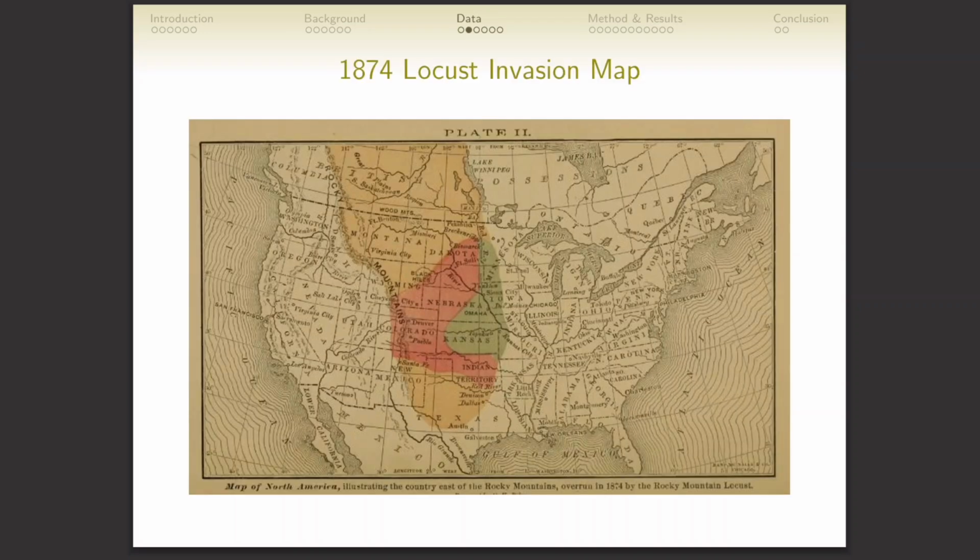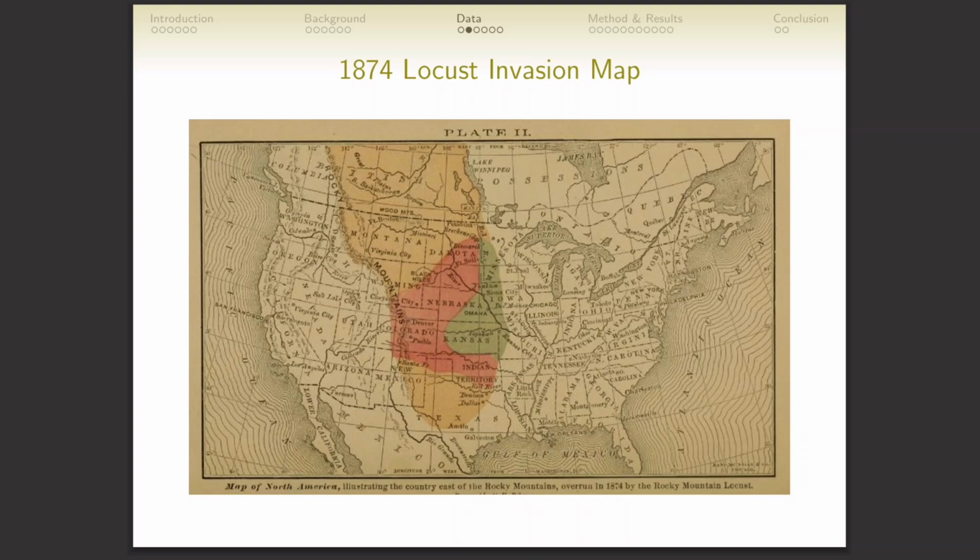Okay, so let me talk about this locust invasion map. This is the map that was created in the Riley report. And at first when we saw this, we were quite excited, because the yellow areas are all the area that is affected. The yellow areas are what is called overrun. Then you have the less affected area, that's the red, and the green is the most affected. The problem is when you start reading the report, it's never clear what they mean by overrun.